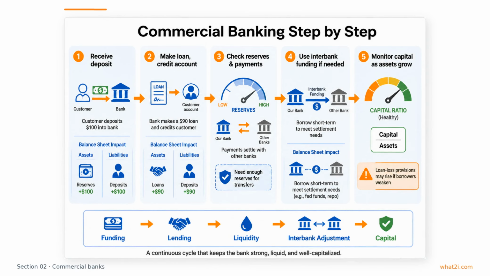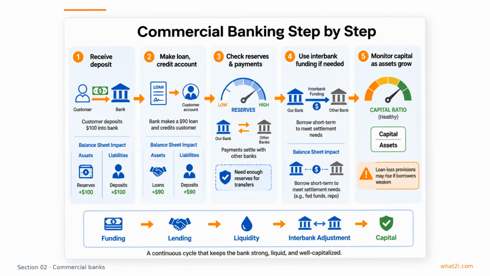The banking process becomes easier to understand when you follow it step by step on the balance sheet. A bank may first receive a deposit, which increases both its reserves and its deposit liabilities. It can then make a loan and credit a customer account, expanding both assets and liabilities again. After that, it must pay attention to reserve and settlement needs, especially if those funds are transferred elsewhere. If reserves come under pressure, the bank may borrow in the interbank market to bridge the gap. As the balance sheet grows, it also has to monitor capital so that losses can be absorbed if loans weaken. This sequence shows that banking is a constant balancing act between funding, lending, liquidity, and solvency.